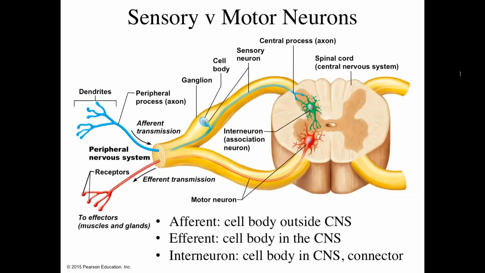And then an interneuron, a neuron that's fully localized in the central nervous system, usually acts as a connector between our afferent and our efferent pathways, usually in the spinal cord, as shown in this picture.